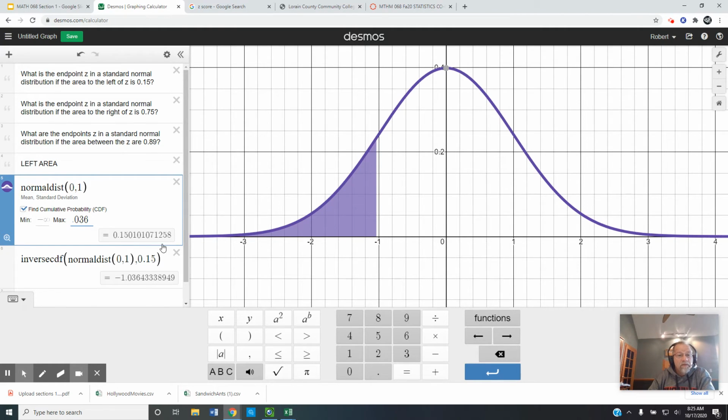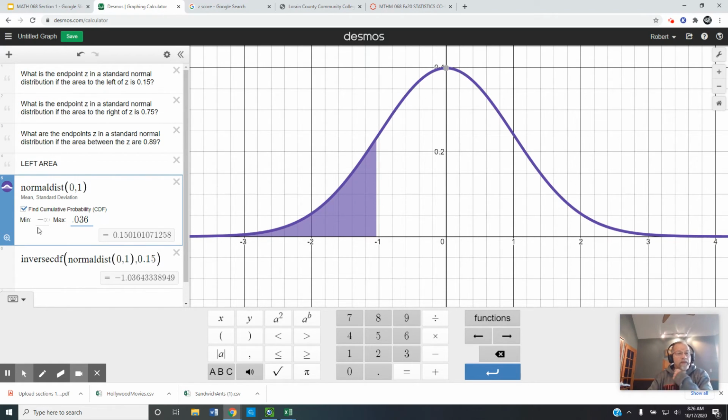I would have approximately, and why do I do this? Why do I plug it back in here? Because remember what the problem said. I want the area to the left to be approximately 15%, 0.15. Look at the area, 0.15. I know that my critical z-score, or my endpoint, will designate 15% of the area this way. It also knows that 85% of the area is over this way to the right.